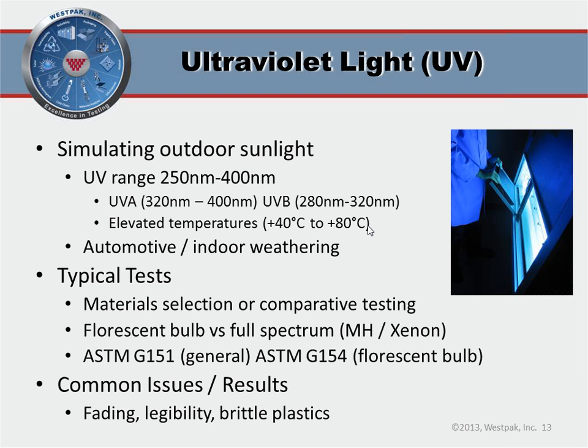full spectrum light. So fluorescent bulb just produces UV light. The full spectrum chambers, either metal halide or xenon arc, produce UV, visible, and near infrared. Usually those longer wavelength lights don't have as much of an aging effect, and they're much more expensive to run. As you can imagine, the common issues: fading, legibility problems, plastics becoming brittle, etc.